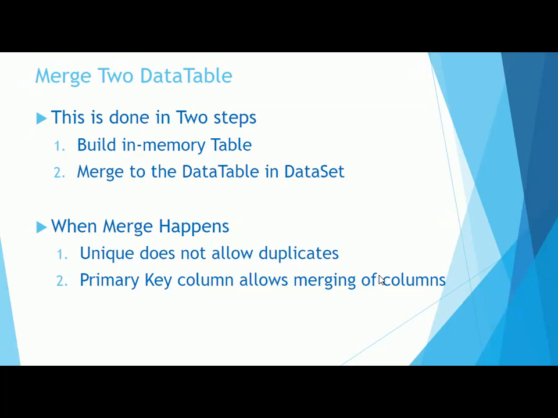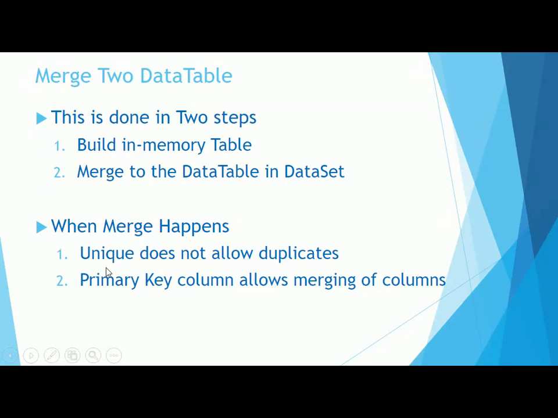Right, now to merge, we need two data tables. One is the source and another one is the destination. Here we are going to keep the data table in the data set as the destination. The source data table, we are going to build in memory. So that's what I am saying here. Merging a data table is done in 2 steps. We are going to build an in-memory table, then merge that in-memory table to the data table which is present in the data set.